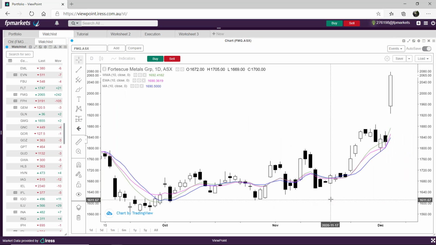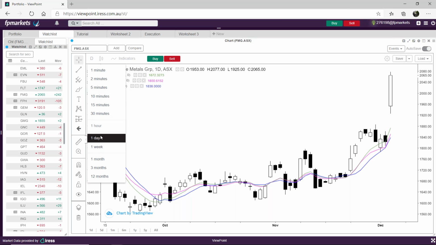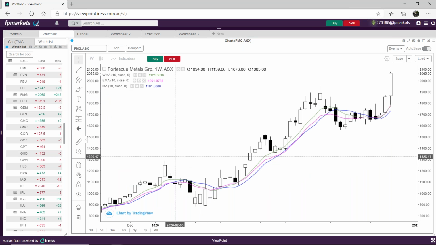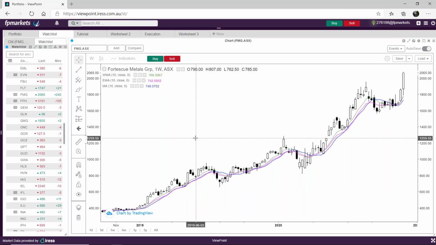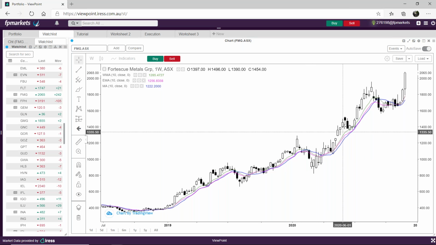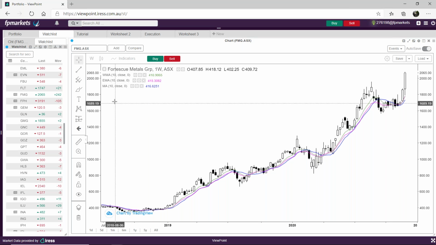The interesting thing about Fortescue, this is a daily chart. The first thing we do is look inside a weekly chart, and we can see that Fortescue is trending up. Back in here, we have a high, a higher low, a higher high, a higher low, a higher high, a higher low, a little bit of consolidation, and then this week it has broken out. So clearly Fortescue is in a primary uptrend.